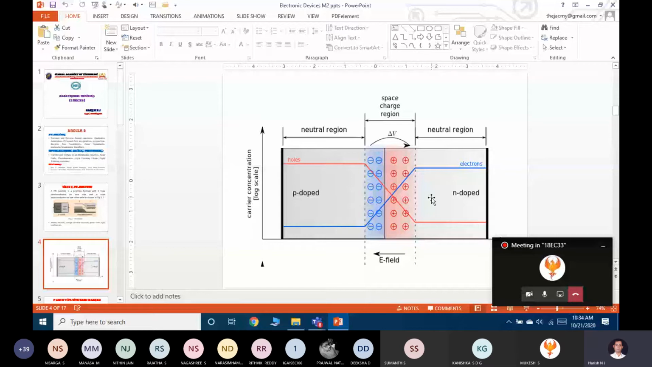You have heard of barrier voltage. For silicon it will be 0.7, for germanium it will be 0.3. How are we going to calculate 0.7 as well as 0.3 for two types of semiconducting material, either silicon or germanium?